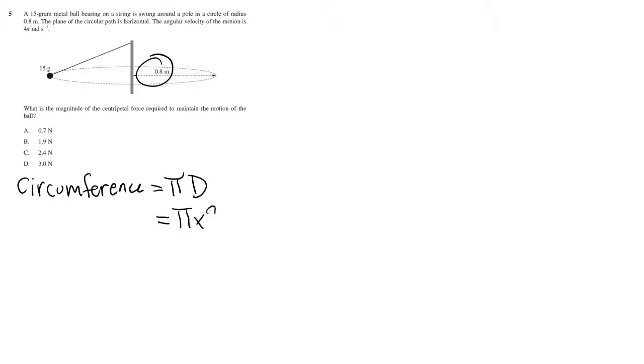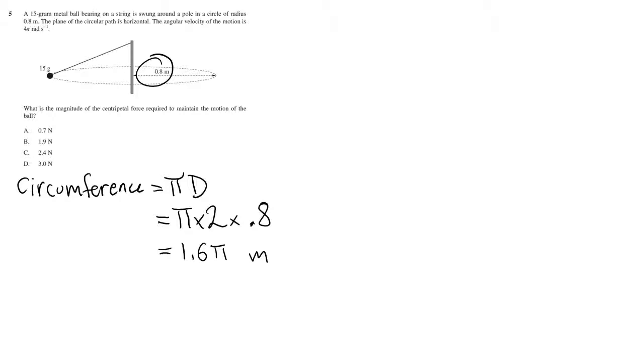First thing we need to do is work out the circumference, and of course we do that with pi d, where d is the diameter of the circle. We've been given the radius, and the diameter is obviously 2 times the radius, so we say pi times 2 times the radius, which was 0.8, and that gives us a circumference of 1.6 pi. So 2 times 0.8, lots of pi. That is our circumference in meters. Okay, we've now got that.